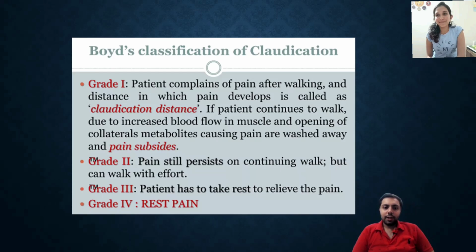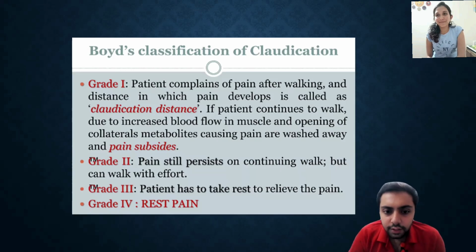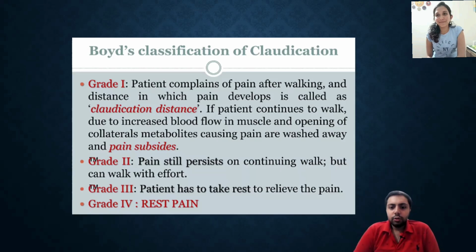But in grade 2, what happens? Pain will still persist, but on walking, the patient can walk with effort. In grade 3, the patient has to take rest to relieve the pain, whereas grade 4 is the last stage, rest pain. So, any idea why the patient has pain?